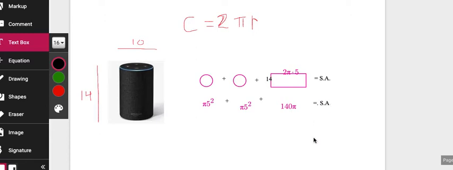Now I'm not quite finished. I'm going to need to go back and actually add those areas together. So thankfully this is pretty easy to find. 5 squared, 5 times 5, 25 times pi. I have another 25 times pi, and then I have 140 pi.